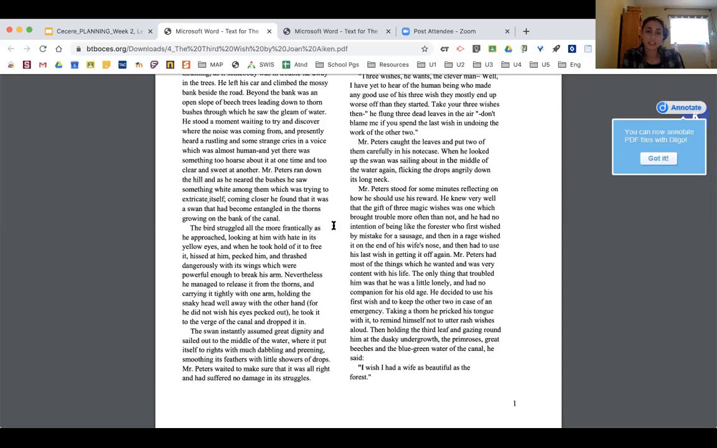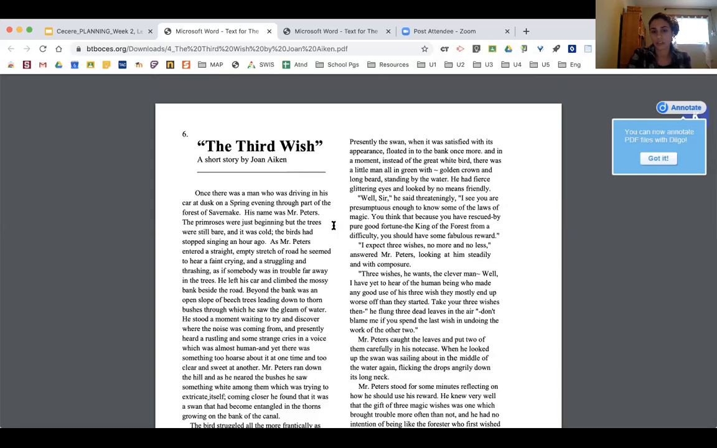The swan instantly assumed great dignity and sailed out to the middle of the water, where it put itself to rights with much dabbling and preening, smoothing its feathers with little showers of drops. Mr. Peters waited to make sure that it was all right and had suffered no damage from its struggles. Presently, the swan, when it was satisfied with its appearance, floated onto the bank once more, and in a moment, instead of a great white bird, there was a little man, all in green, with a golden crown and long beard, standing by the water. He had fierce glittering eyes and looked by no means friendly.